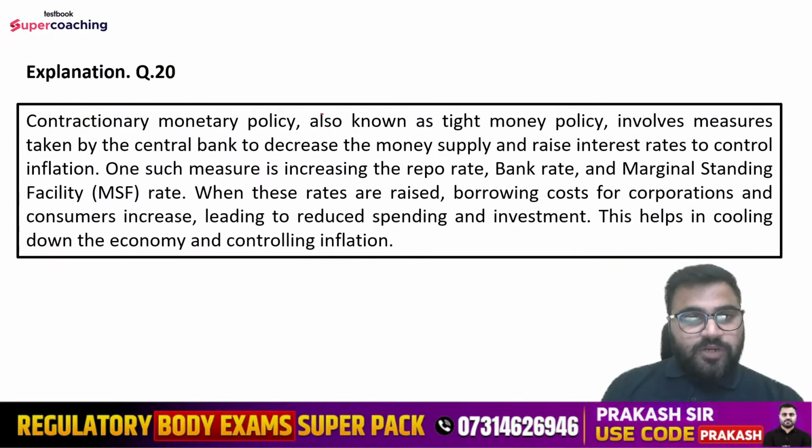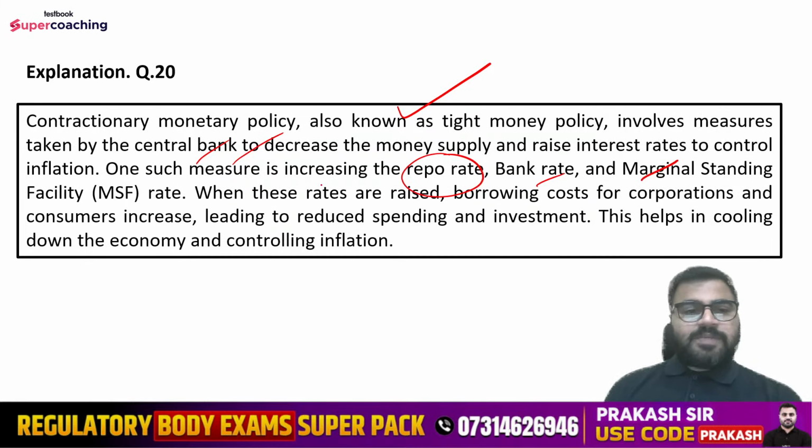Contractionary monetary policy, also known as tight money policy, involves measures taken by the central bank to decrease the money supply and raise interest rates to control inflation. One such measure is increasing the repo rate, bank rate, MSF rate. When these rates are raised, the borrowing cost for corporations and consumers increases, leading to reduced spending and investment. This helps in cooling down the economy and controlling inflation.